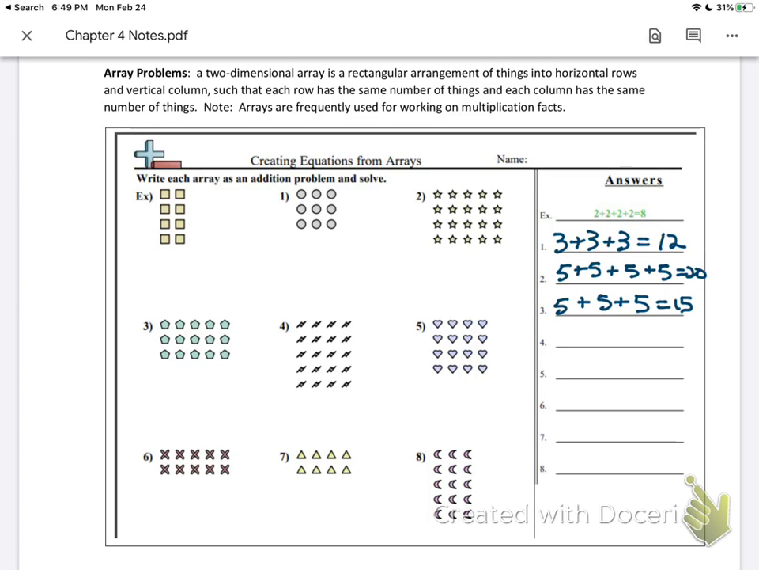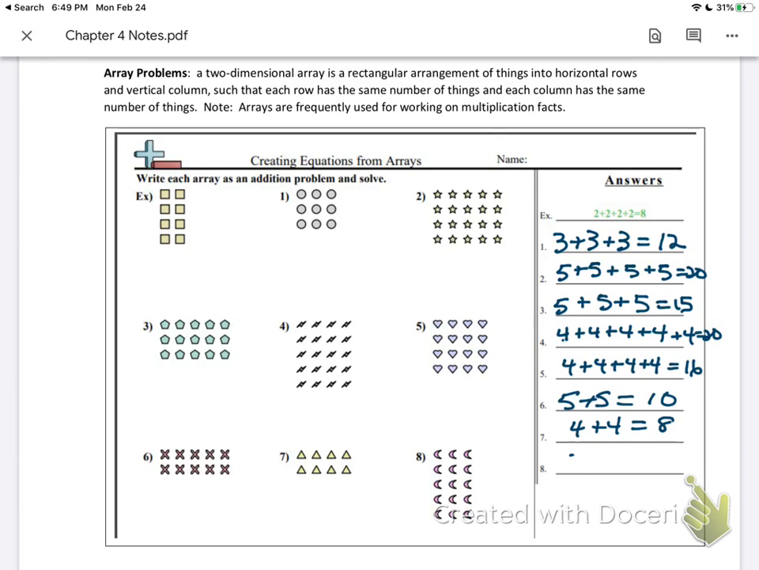So I'm turning all these arrays into addition problems, and then I have 4 plus 4 plus 4 plus 4, so that's 1, 2, 3, 4, plus one more, plus 4, 1, 2, 3, 4, 5, and that's going to give me 20. And for the hearts, I have 4 plus 4 plus 4 plus 4, which gives me 16. And then for the crosses here, 1, 2, 3, 4, 5. 5 plus 5 gives me 10.